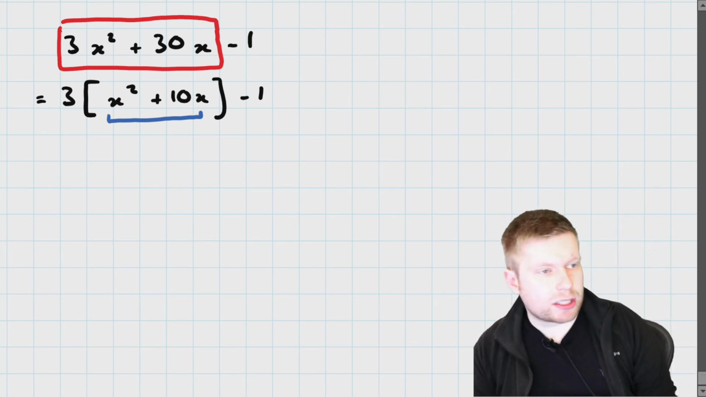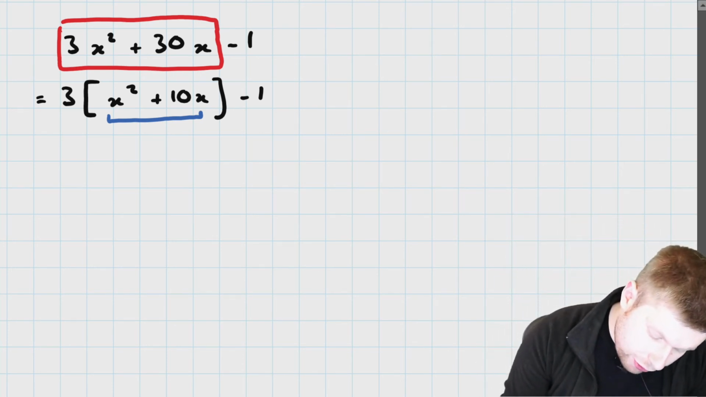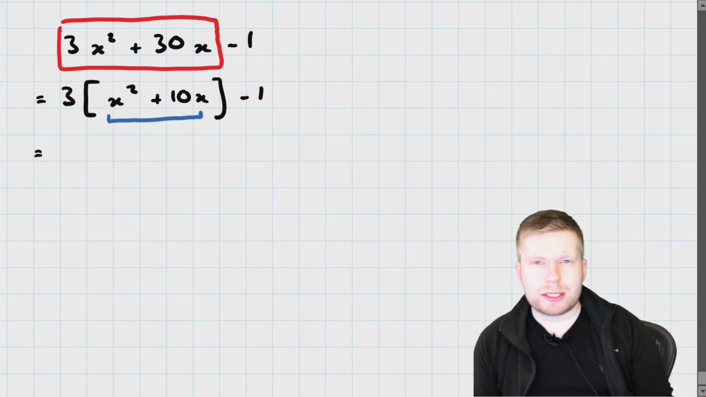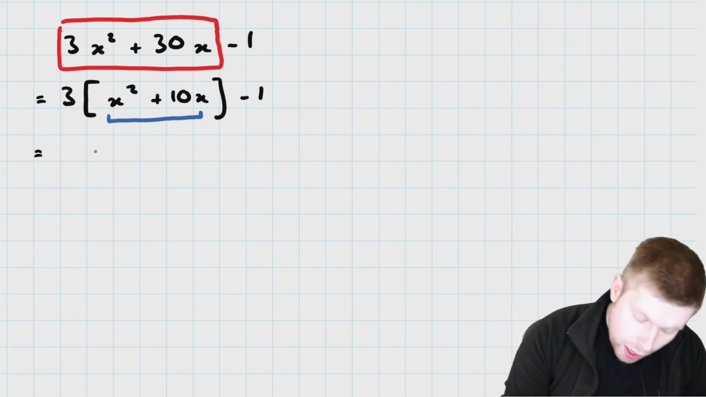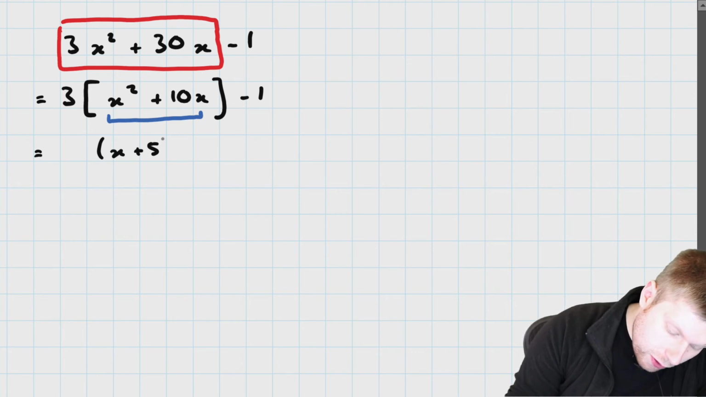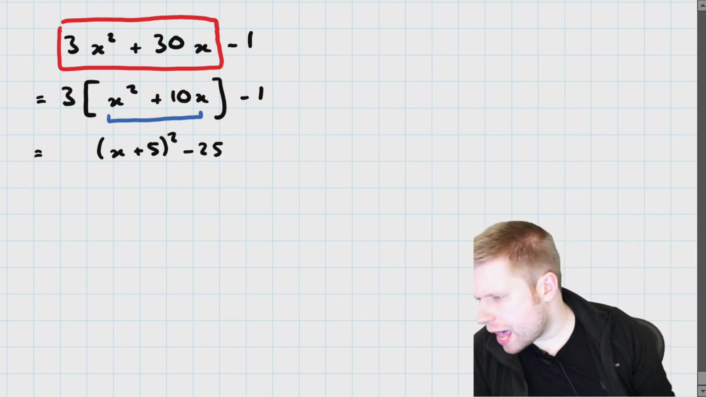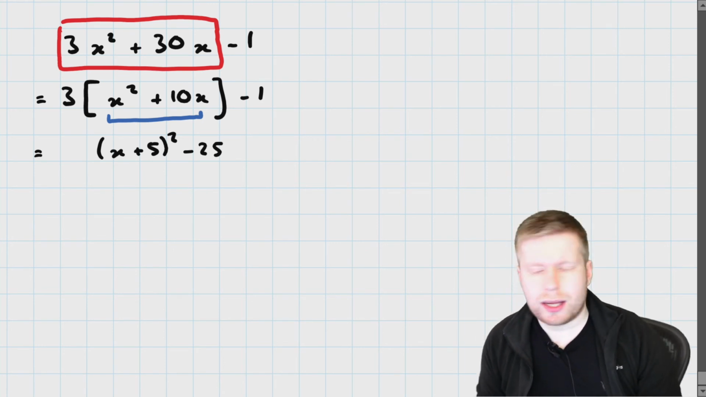I'm going to focus on the x squared plus 10x. Pretend like nothing else is there. Just focus on the x squared plus 10x. Ignore everything else. If I'm going to turn this into a completed square, I'm going to get x plus 5 all squared, but then I'm going to have to take away 25. So that bit there is equivalent to the bit which I've highlighted in blue.